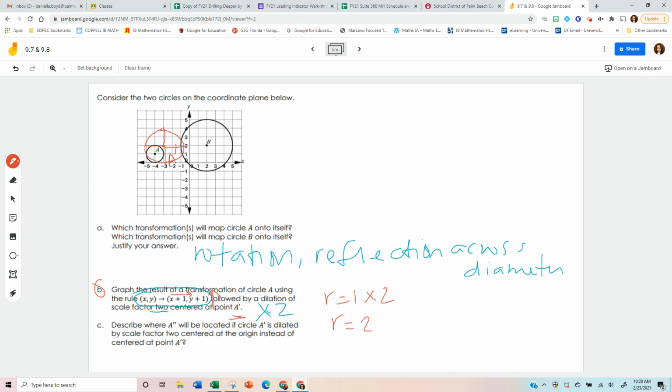Now, part C, A double prime. So it looks like I'm making another transformation. A is dilated by a scale factor of 2 centered at the origin instead of centered at point A. So what that's going to do is come out 2 from the origin instead. Okay, I'm not going to go too far in depth into that. Just know that that's a scale factor of 2 from the origin instead. So instead of growing bigger from here, it's going to go bigger from the origin. Okay, so let's take a quick pause and you're going to practice some questions and then we'll pick this back up again.